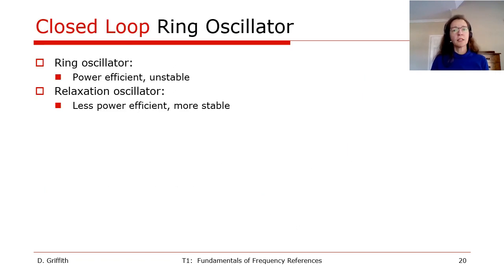The four oscillator examples that we've seen so far were all open loop topologies, where open loop means that there was no feedback around the oscillator itself. We saw an example of a ring oscillator, which was very power efficient but very unstable. Next, we saw three versions of a relaxation oscillator, which were less power efficient but much more stable.